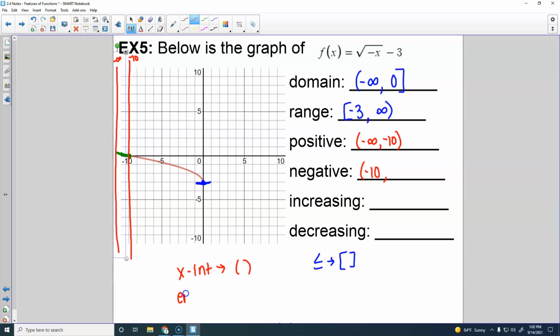If it's an endpoint, you can include the endpoint. Use a bracket for that. So from negative 10 up to the end of the graph over here, which is at 0, the graph is negative.